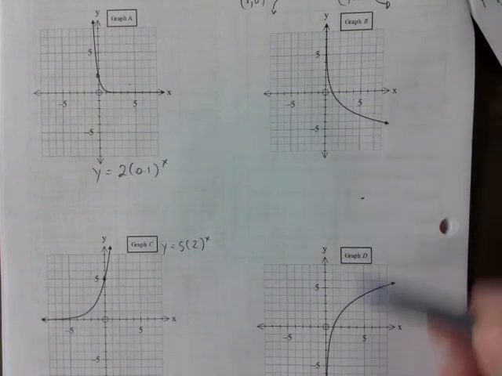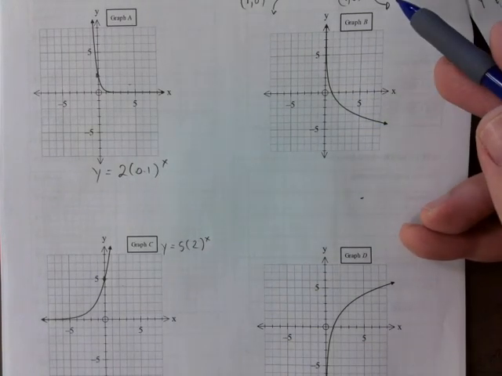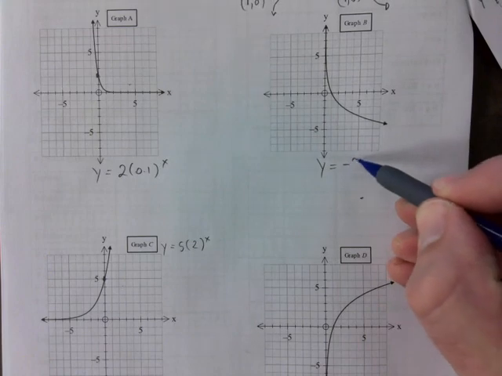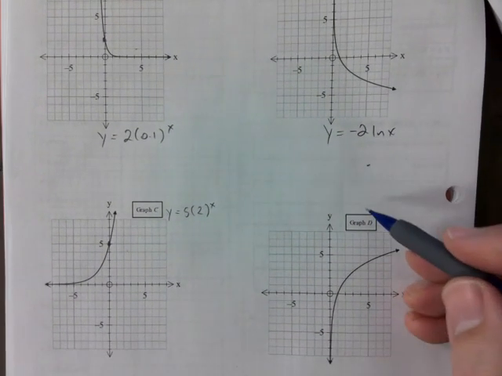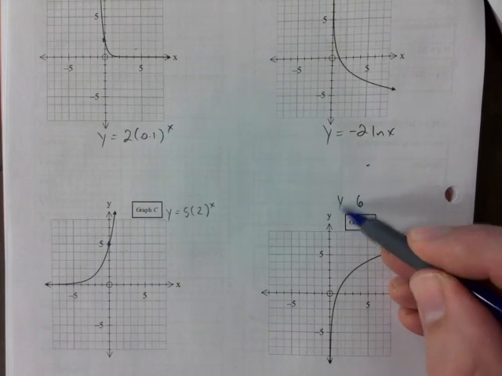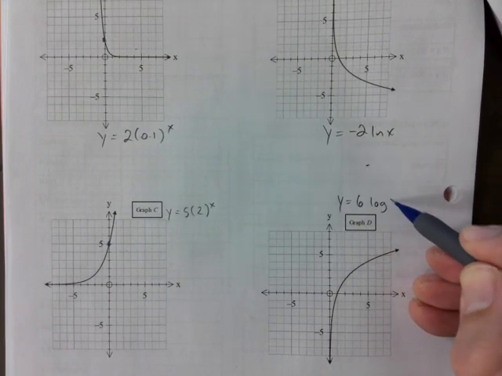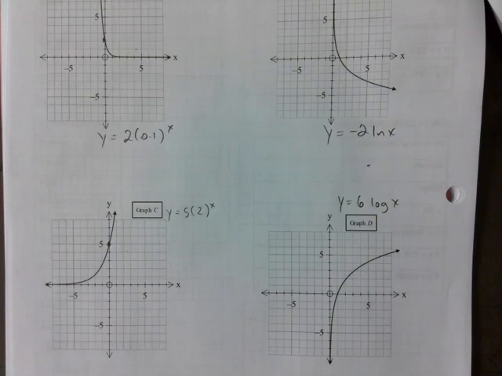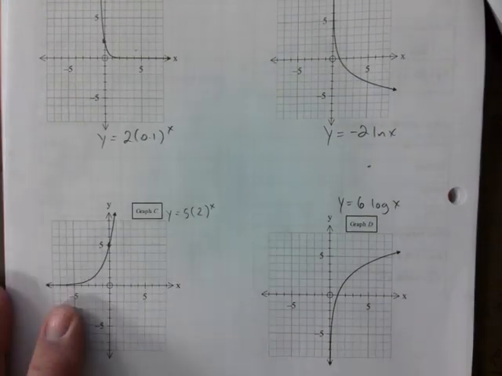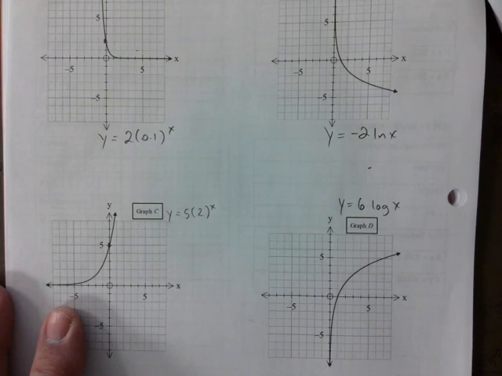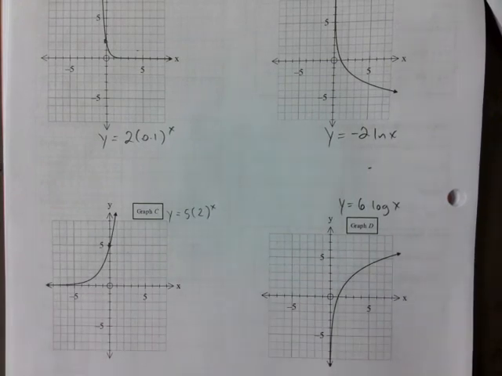And this one is decreasing right here. So this is going to be my y is equal to -2 natural log x. And obviously, this is going to be the other one, y is equal to 6 log x. Okay, so there we have it. If you were able to do this, you're doing pretty good in understanding the differences between the two. All right, let's keep going.